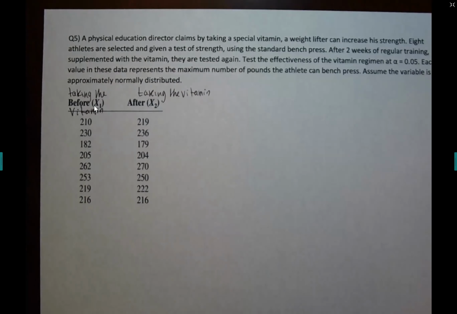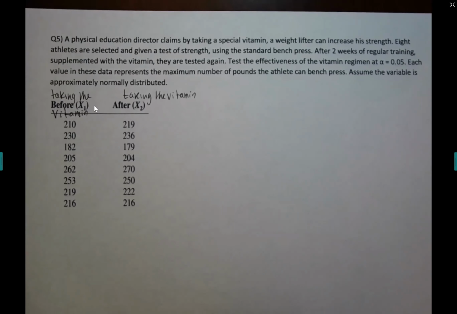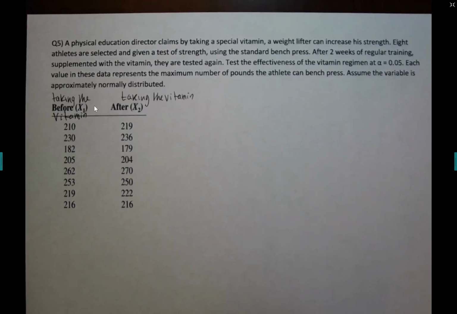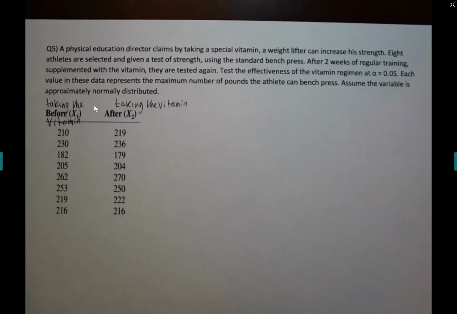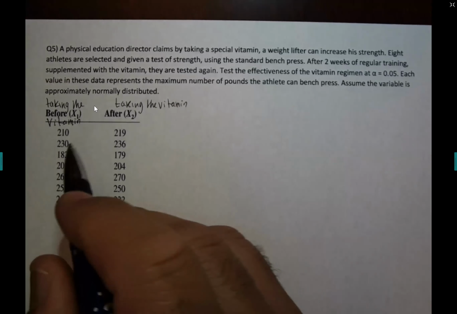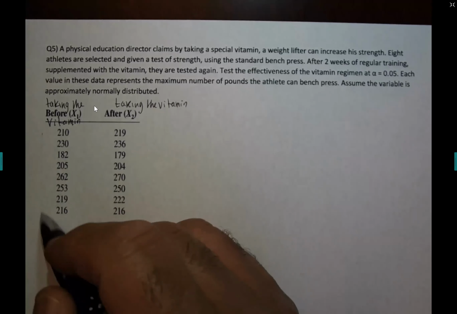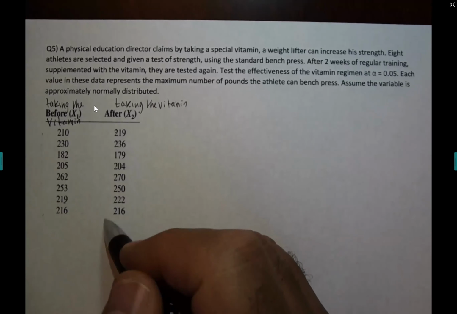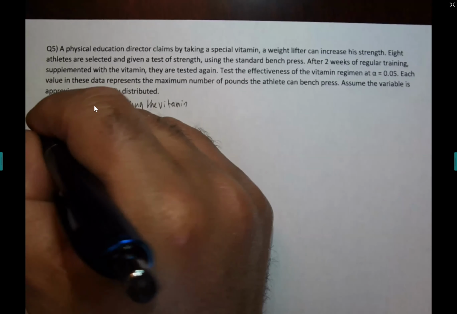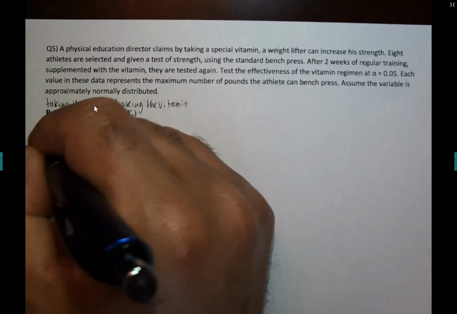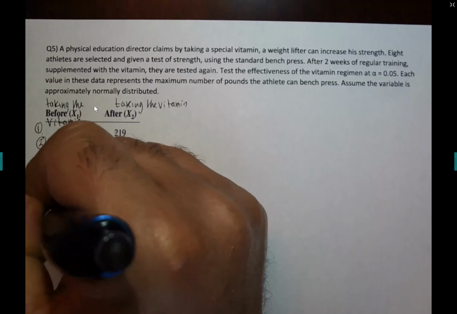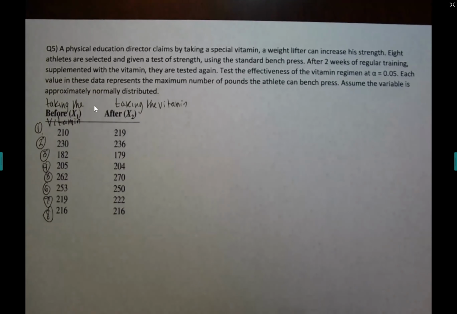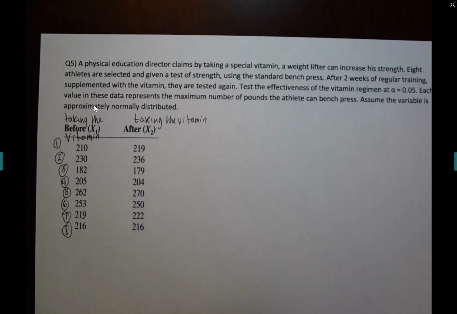Test the effectiveness of the vitamin regimen at alpha equal to 0.05. Each value in the data represents the maximum number of pounds the athlete can bench press. Assume the variable is approximately normally distributed. If you agree with me that these are the same athletes before they took the vitamin and after, I'll label them athlete 1, athlete 2, athlete 3, 4, 5, 6, 7, and 8 as well. So what you have to do, guys, is the difference here.